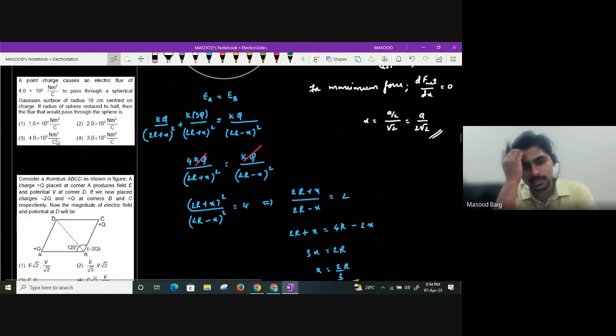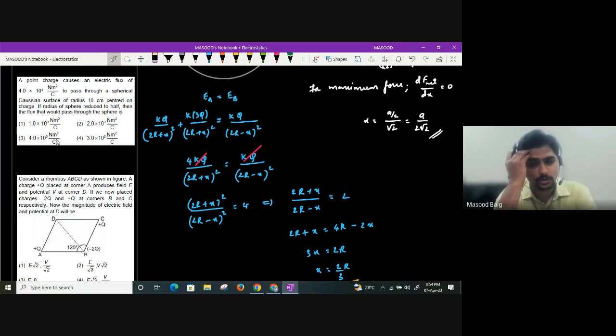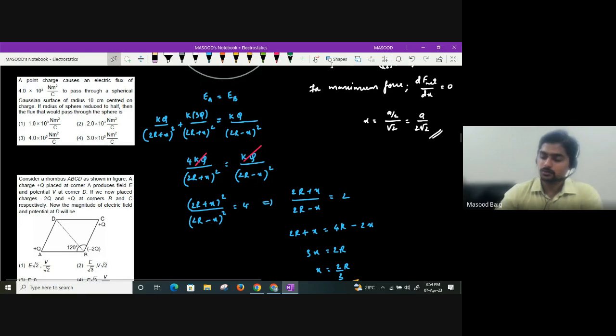Next case, if you see, a point charge causes an electric flux of 4 into 10 cube to pass through a spherical Gaussian surface of radius 10 centimeters centered on the charge. If the radius of the sphere is reduced to half, then what flux would pass through the sphere? Very direct question, guys. What is flux through a closed surface? Flux through the closed surface, what is it given as? From Gauss law, is it Q enclosed divided by epsilon naught?